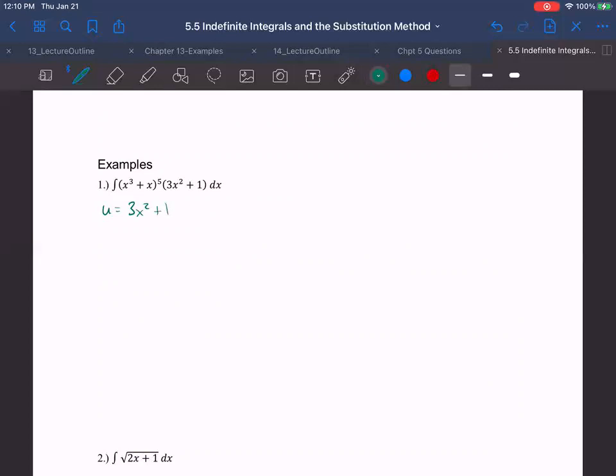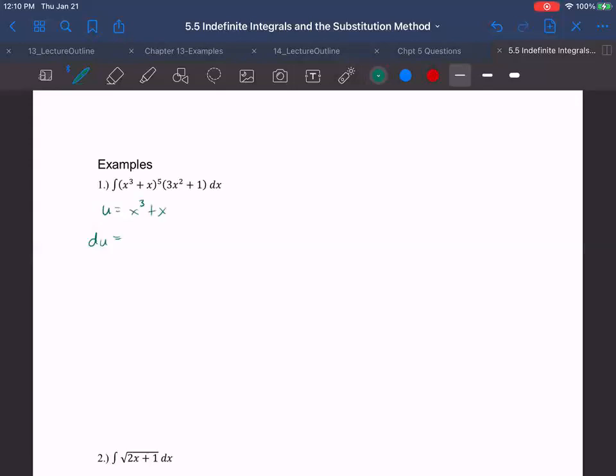And then I'm going to take the derivative of it, and I'm going to get du equals... Oh, wait, I'm sorry. I wrote 3x squared plus 1. I meant x cubed plus x. I got ahead of myself. X cubed plus x. All right, that's the one I want. My apologies.